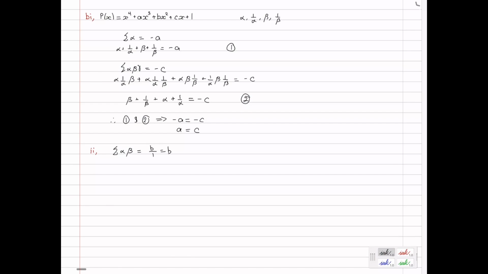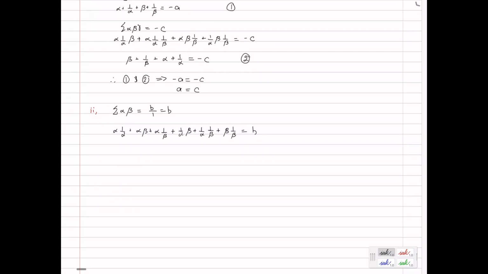adding up. So we have alpha times 1 on alpha, plus alpha times beta, plus alpha times 1 on beta, plus 1 on alpha times beta, plus 1 on alpha times 1 on beta, plus beta times 1 on beta. And that's equal to b. Okay? So we can do a little bit of simplifying here. First term and the last term are both going to be equal to 1 because the alpha and alpha will cancel and the beta and beta will cancel. So that's 1 plus 1, which is 2.